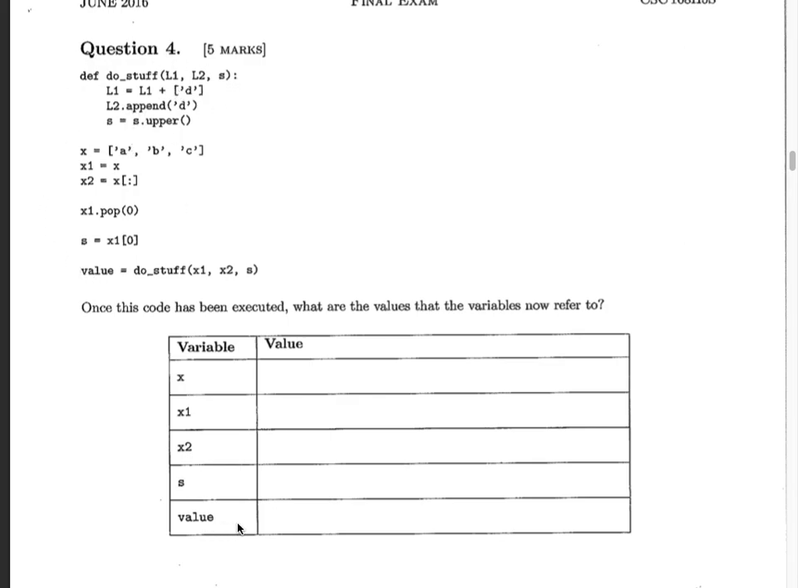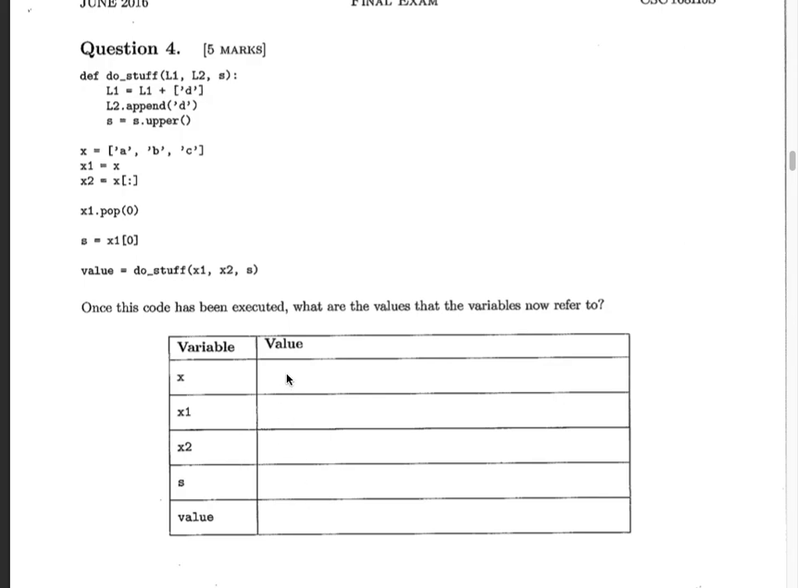Well, let's start with the easy stuff first. So do stuff returns nothing, right? There's no return. Okay, so value, which is being assigned the output of do stuff, will be none. Right? That's the easy one. S is just a character, so it doesn't change if it gets sent into a function. You're not getting a pointer, that's just a copy. So S should be X1 at 0, which is A. So S will be A, value will be none, so those are the easy ones.